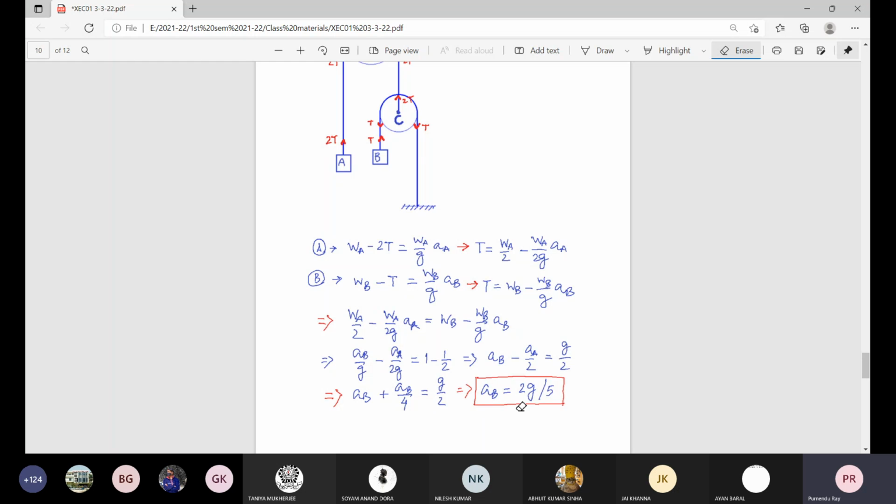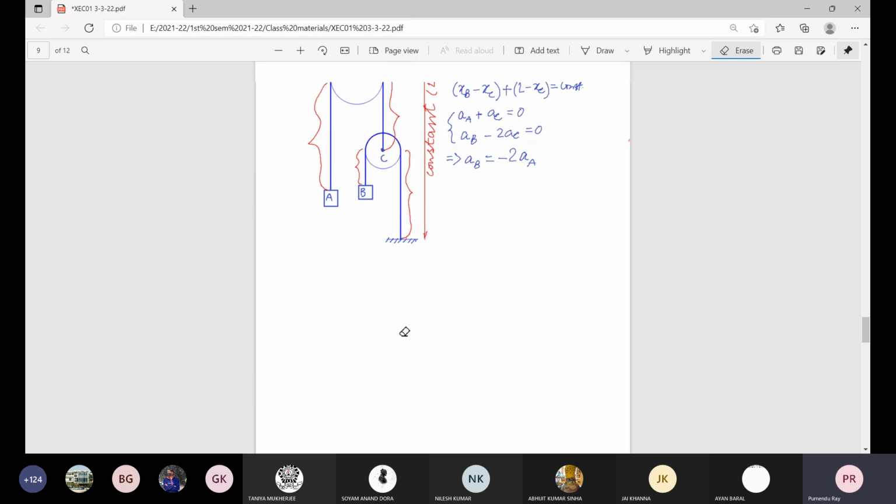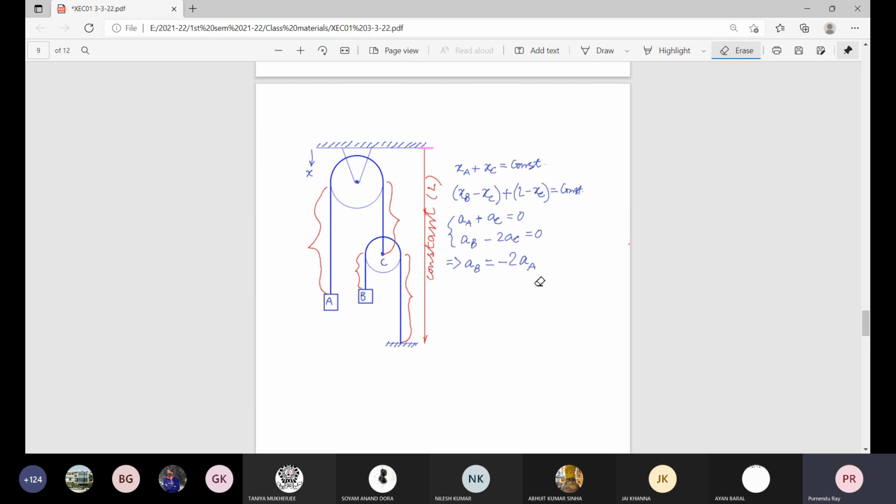And it is not asked in the question, but if it has been asked to find the acceleration of both the blocks, then what about the acceleration of A? Simply from this expression, minus half of AB. Okay, but this type of variation in placement of fixed support or placement of the free end, etc., you need to take a little more care.